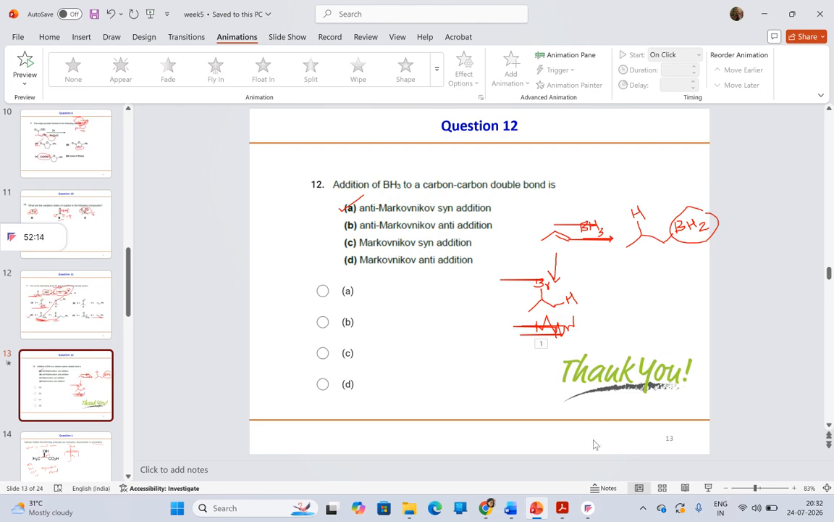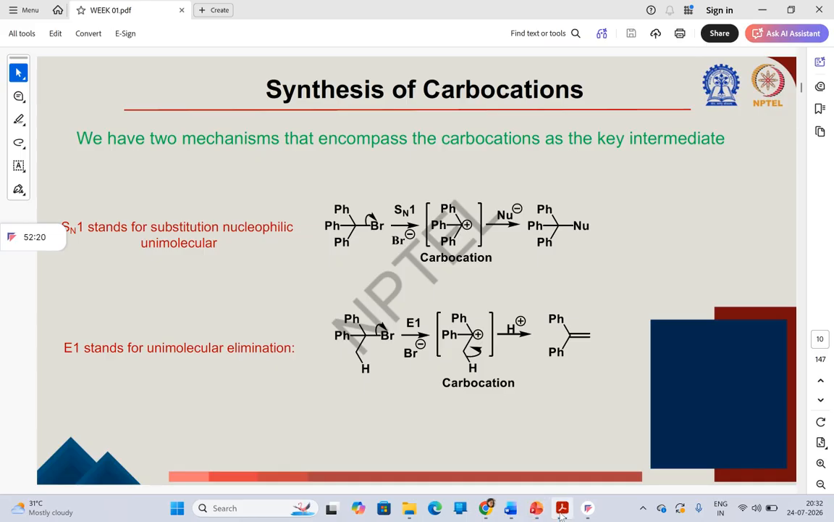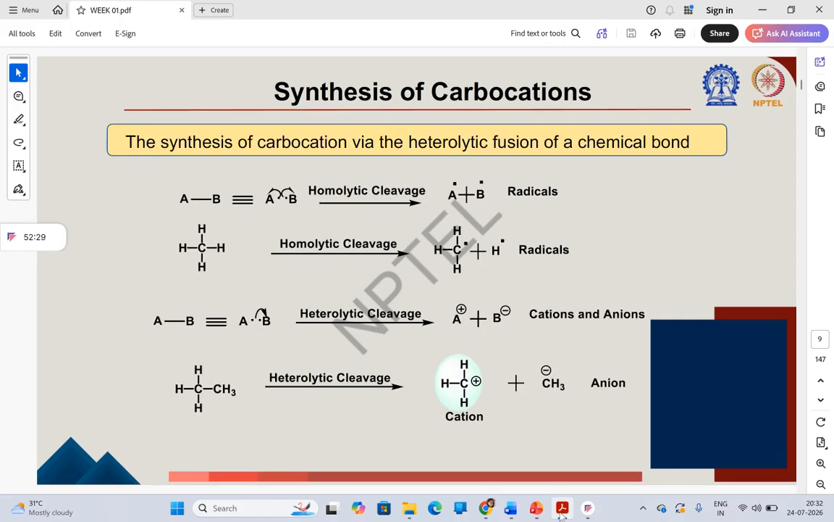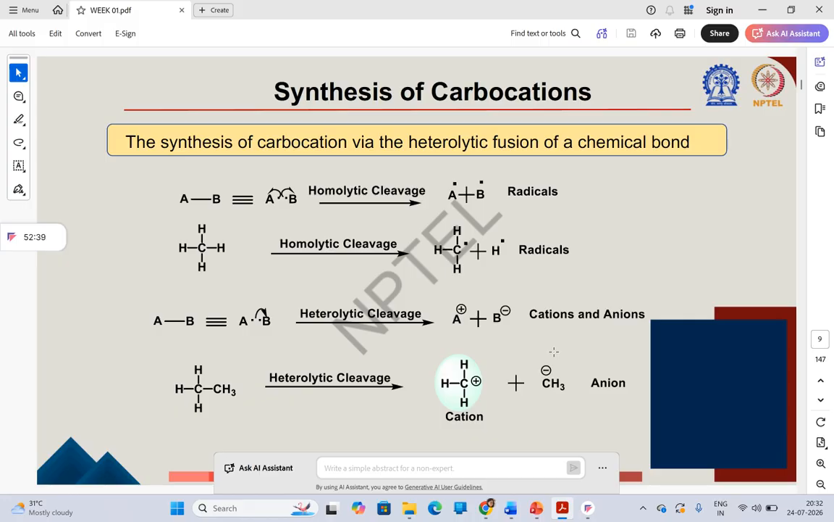In the next class we are going to discuss more things about the carbocation. But before solving the week 1 class again, I would like to discuss a few things about the carbocation. So how carbocation formation takes place. We have discussed the classification of carbocation, and carbocation formation is here. There are various types of reaction.